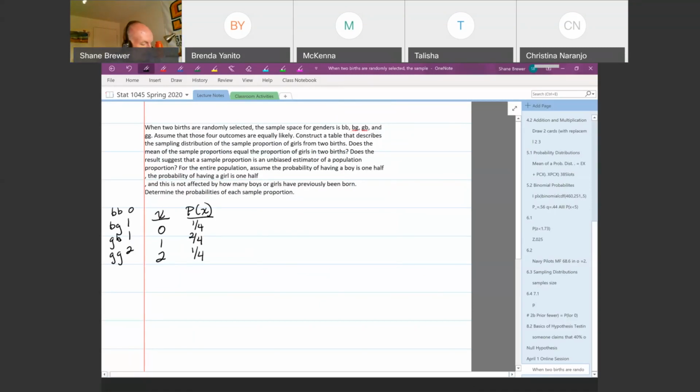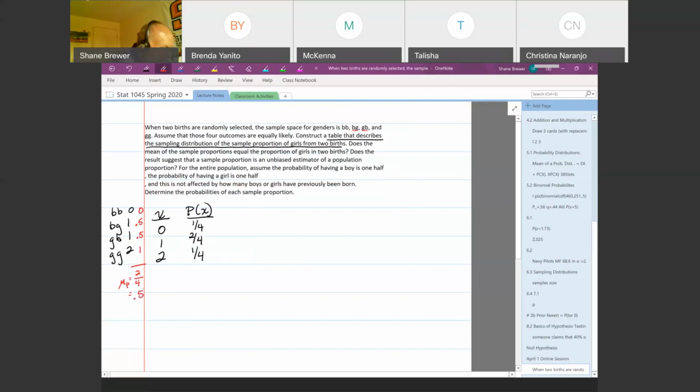Okay, and so there's the table that describes the sampling distribution of the sample proportion of girls. Then we're doing the same thing. These proportions are 0, 1/2 which is 0.5, 1/2 which is 0.5, and 1. Now they say find the average of these things. So I add those up, and the mean of those is 2/4, or 0.5.